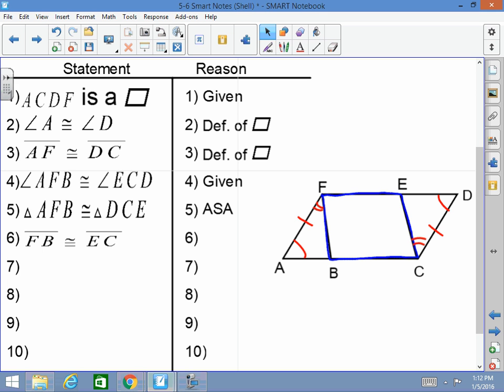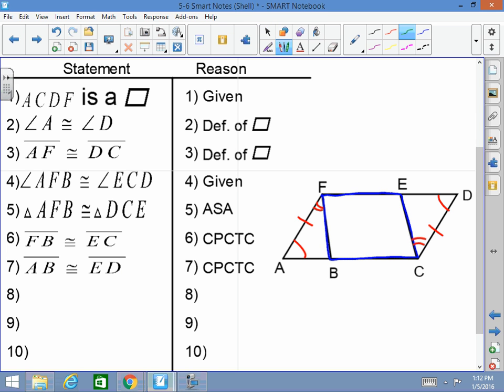I love it. FB is congruent to EC because of CPCTC. Oh, yeah. Now I can say that AB is congruent to ED because of CPCTC. So that means that this guy is congruent to this guy. And then this guy is congruent to this guy. Where do you think I'm going from here?